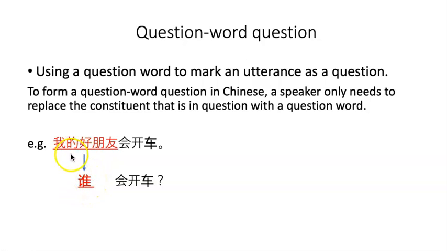And the constituent that is in question is 我的好朋友, this noun phrase functioning as the subject of the sentence. So this is what we call constituent. Using a question word, in this sentence 谁 who, to replace the constituent that is in question forms a question word question. 谁会开车? This is a typical question word question, with the question word being 谁 who.